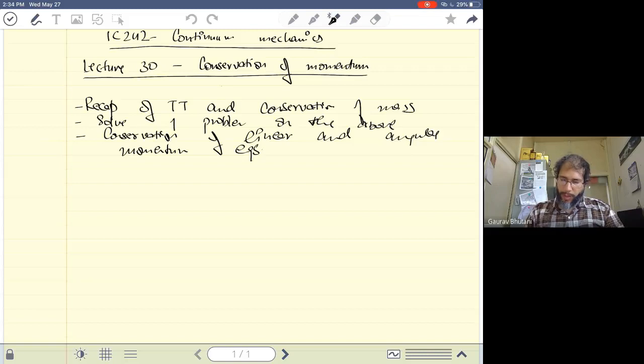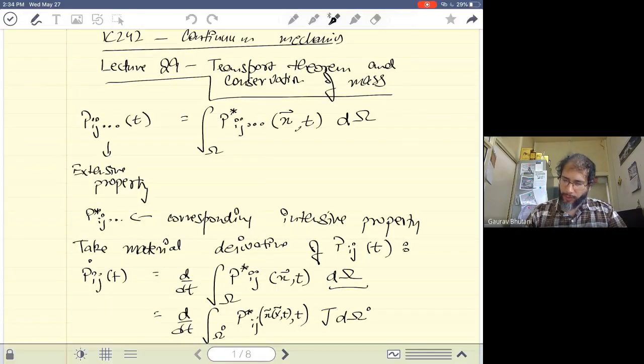All right, so let's go back to the last lecture and do a quick recap of the same. In the previous lecture, we talked about the transport theorem. So we started with an extensive property called P_ij..., an nth order tensor, which could be a scalar, vector, or any order tensor. We said that the corresponding intensive property be P star, which is defined as the quantity P per unit volume, not per unit mass, but in this case per unit volume.